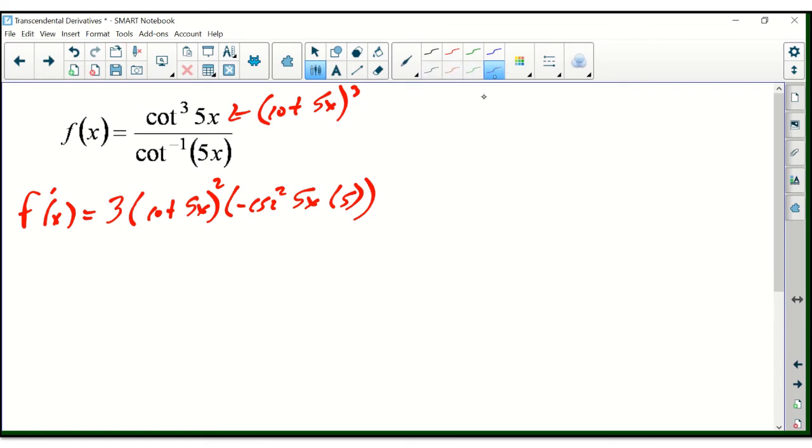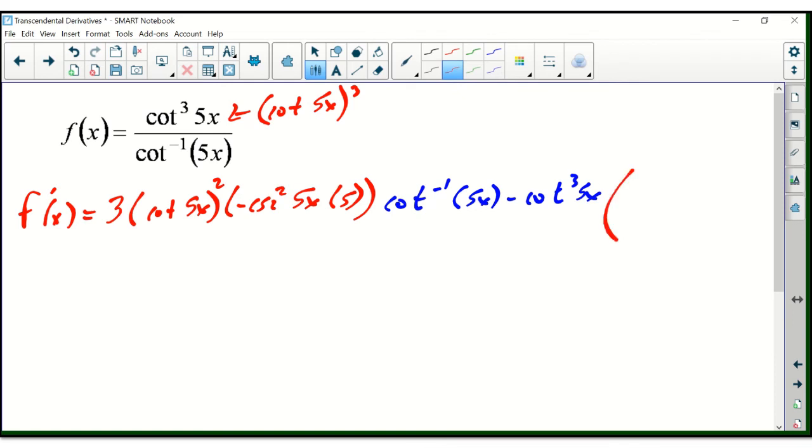Multiply that by the denominator. Now you have to make sure you realize that the exponent -1 is not the same as any other exponent. It's not a chain rule. This one indicates it's a symbol, it means inverse, so make sure you treat it properly. Subtract the numerator, which is your cotangent cubed 5x, and now I'll put in red again my derivative of the denominator.